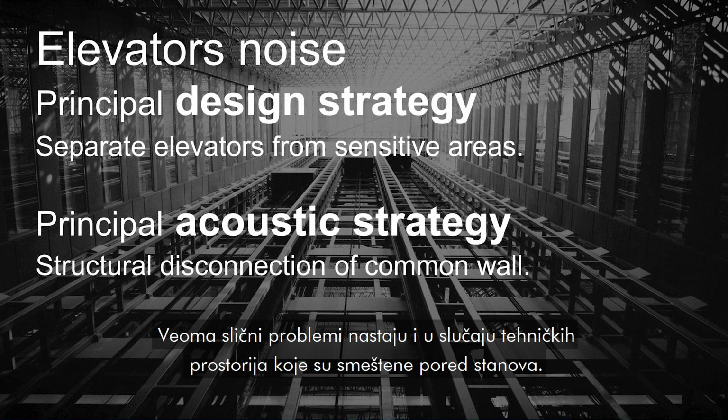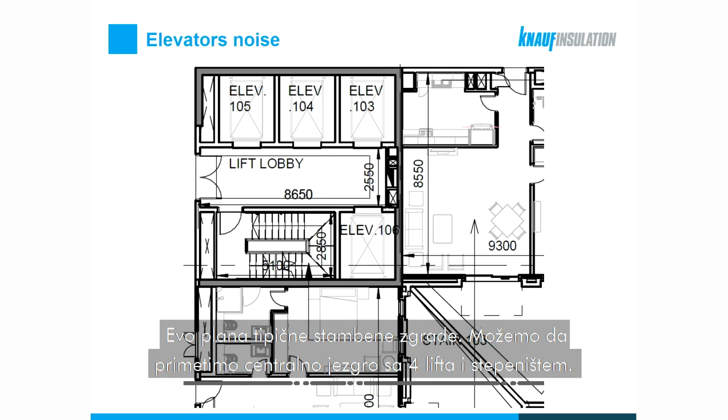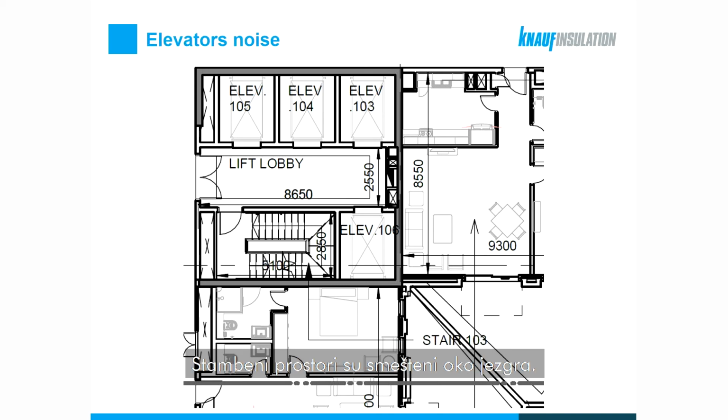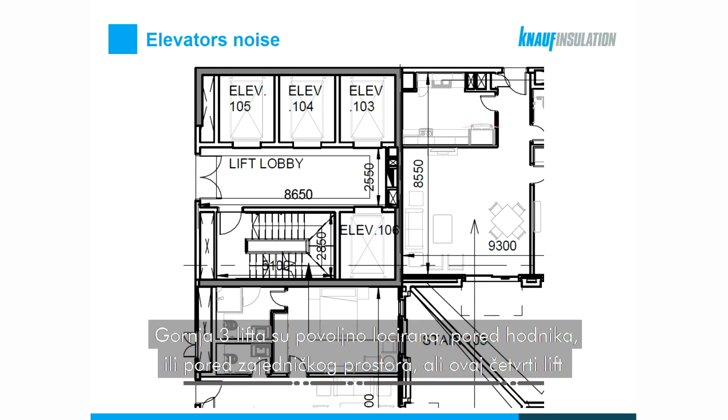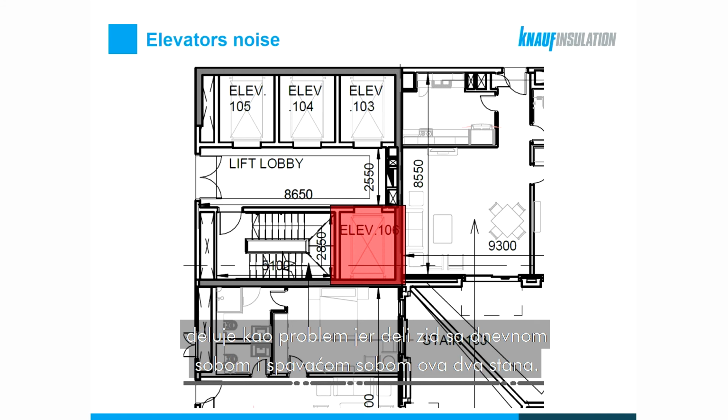And a very similar problem happens as well in the case of equipment rooms, which are located next to the residential areas. And here is a layout for one typical residential building. So we can notice the central core, which houses 4 elevators and the staircase, with residential spaces located around the core. So these upper three elevators are very favorably located. They are next to the corridor, they are next to the utility space on the right, but this fourth elevator looks like a problem because it shares a wall with the living room and it shares a wall with the bedroom of these two neighboring apartments.